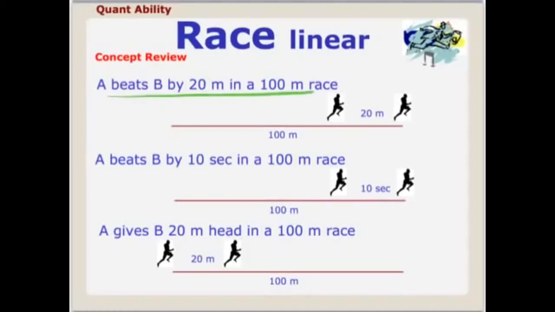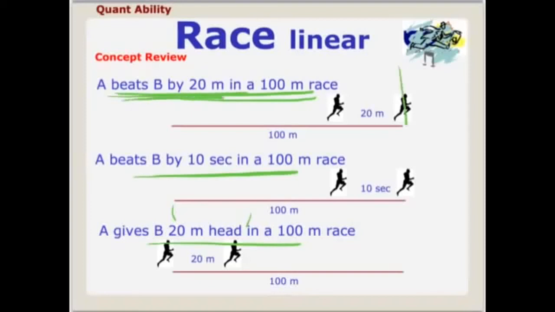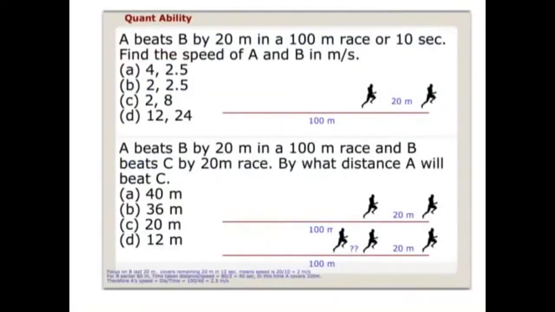A beat B by 20 meters in a 100 meter race. How much will A beat? Fine, so A beat by 20. So this is a race concept, a very, very confusing concept. Either A beats B by 20 meters, or A gives B a 20 meter head start. Both of them are basically the same thing. So A beats B by 20 meters. This means when A reaches the end, B is 20 meters behind. Alright, if you understand this concept, try to solve this question.